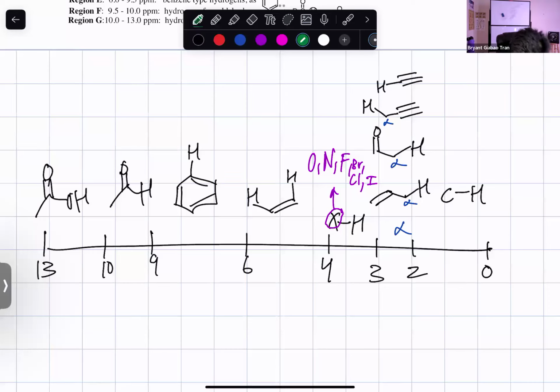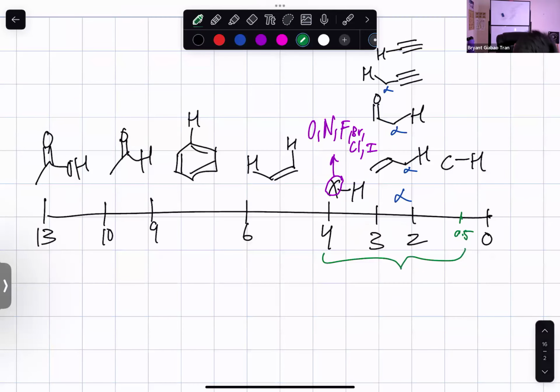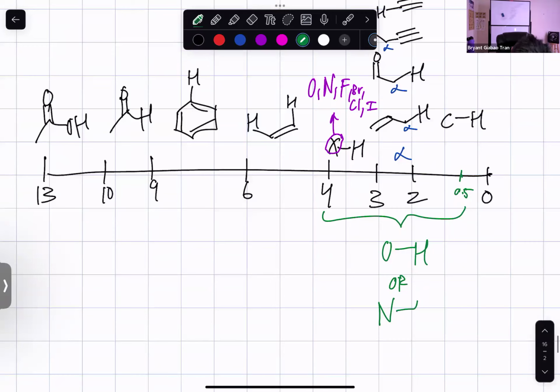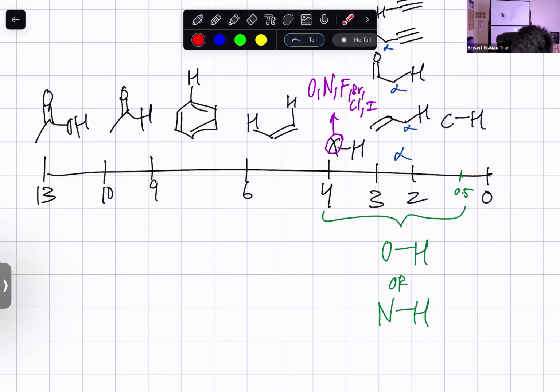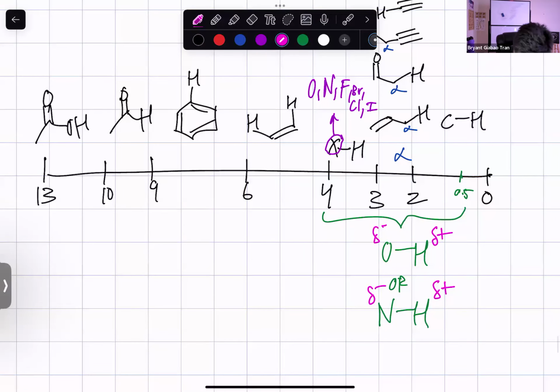Between 0.5 and 4 are going to be your alcohol or amine hydrogens, right? Because this hydrogen here that is directly attached to that electronegative atom, oxygen or nitrogen, is going to be able to do H bonds. Since that hydrogen is going to be partial positive, this electronegative atom is going to be partially negative, and it's not going to show up as a sharp peak like you're used to, right?